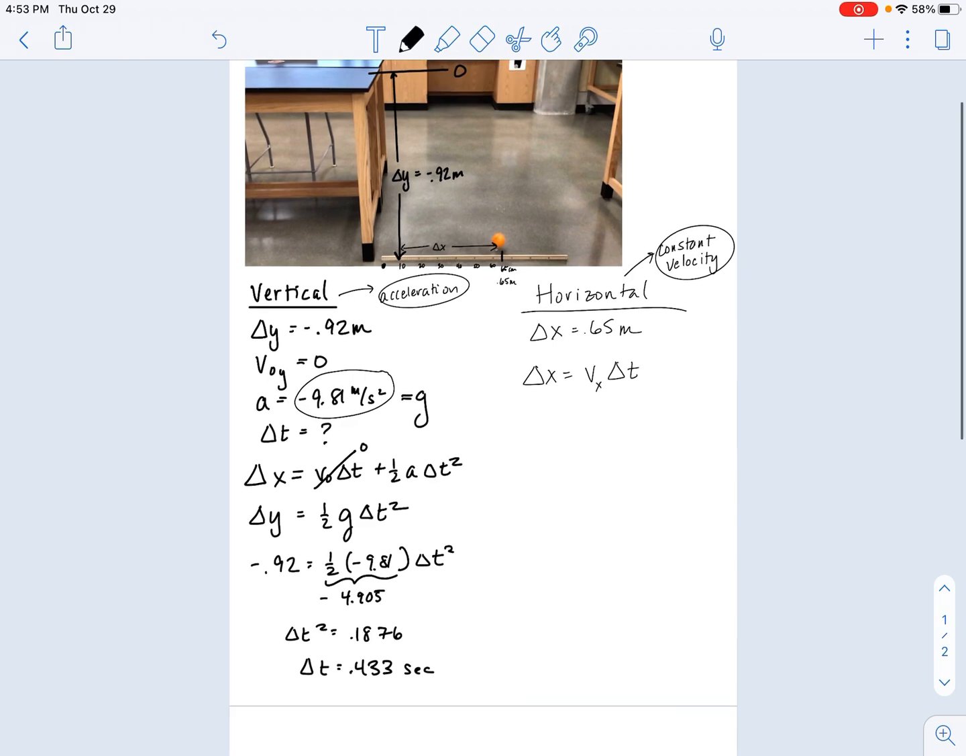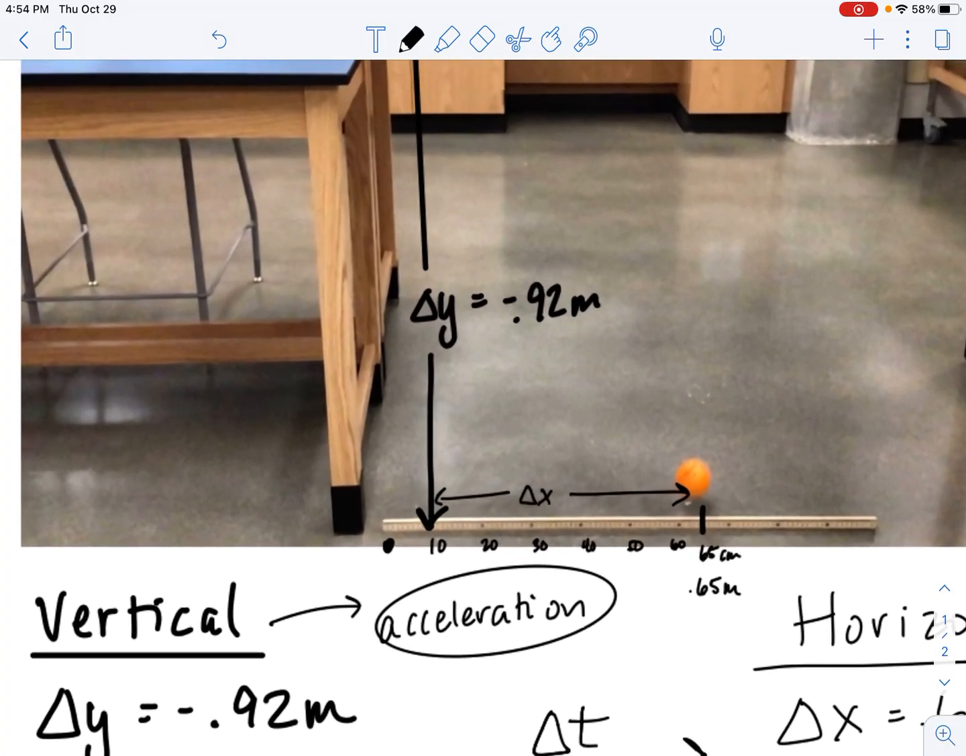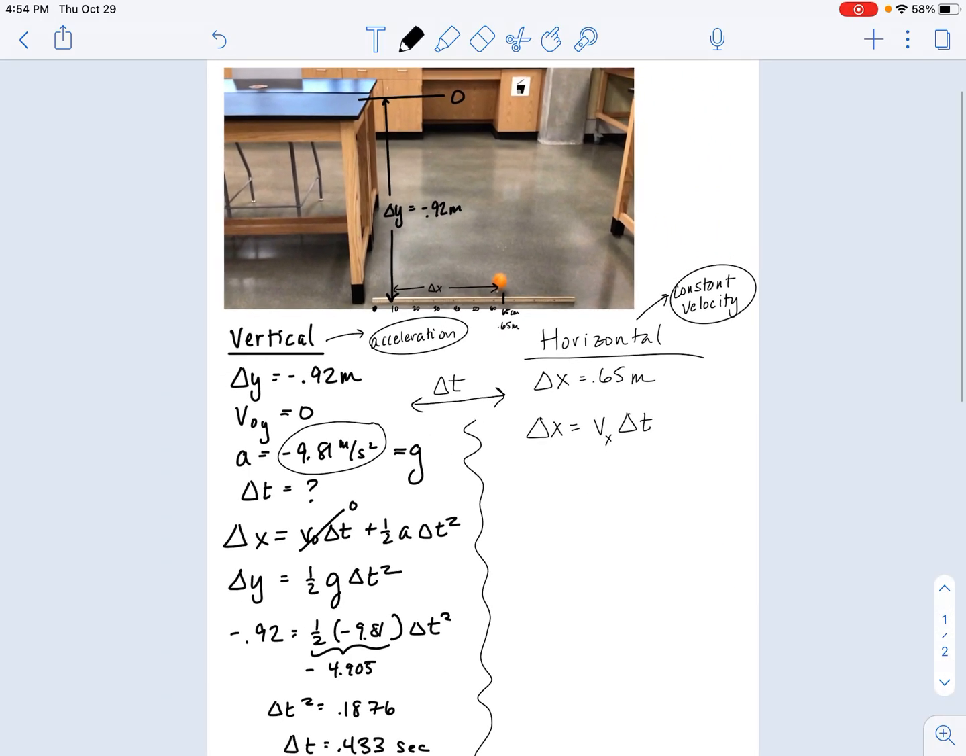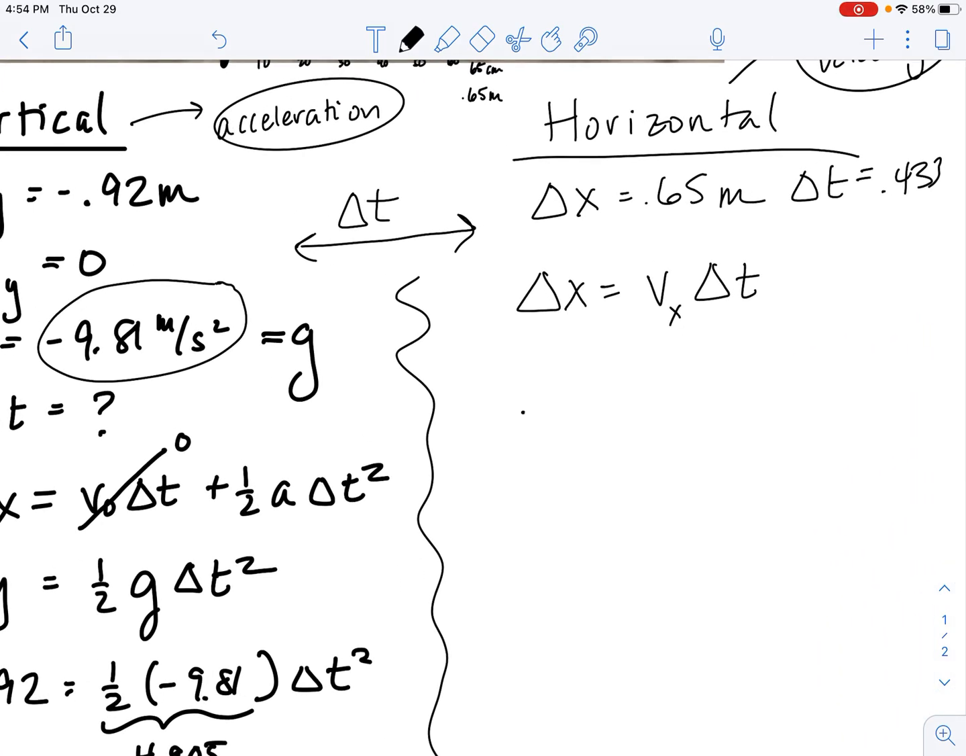The one other thing that I know is that there's one variable that can go back and forth between vertical and horizontal. Otherwise, we have to keep everything separate. The one variable that can cross between vertical and horizontal motion is time. Time is not a vector. So the time for the ball to fall is the same whether I'm looking at delta x or delta y. So I do know that delta t for the falling ball is 0.433 seconds. And therefore, I can figure out the speed of the ball.